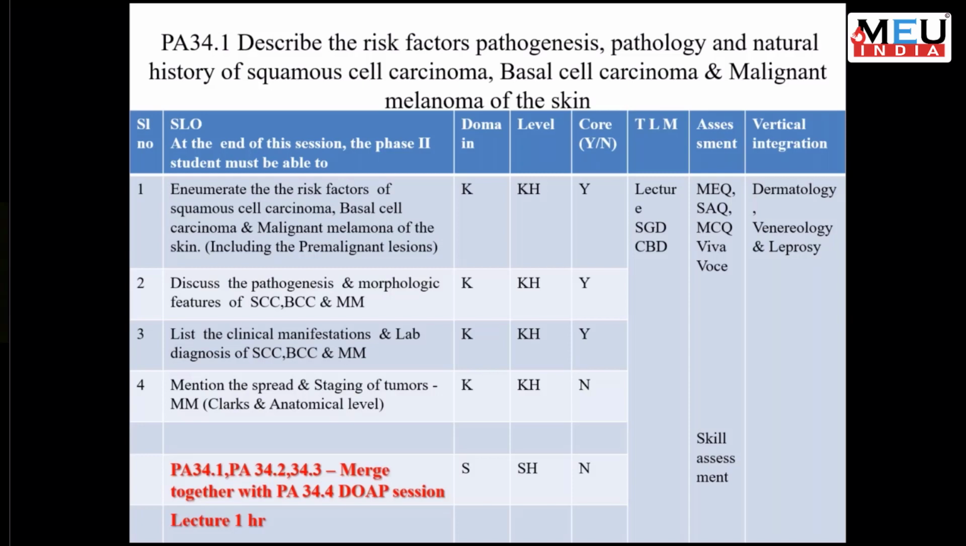The teaching learning method will mostly be a lecture, small group discussion, or we can give it as a case-based discussion also. Here, the MCI norms give the competency as a 4, pathology 34.1, 34.2, 34.3. We can merge these together and either take a 1 hour lecture class, or cover it during practicals along with the dope.